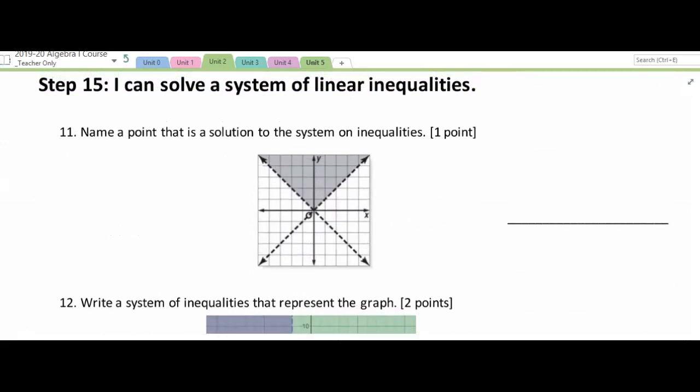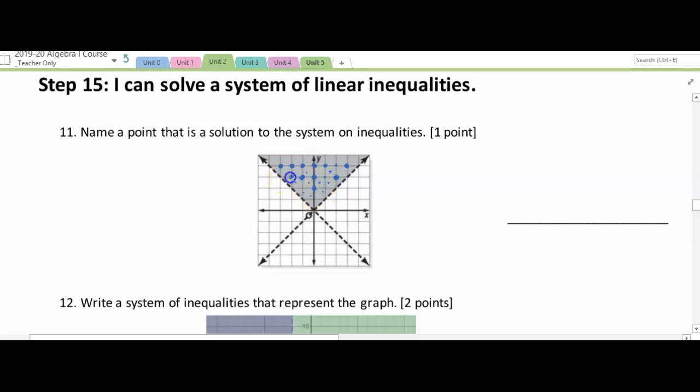Inequalities are just like when we solve a system of equalities, except now we're going to have shading, if you recall from the Unit 2 Part 1 video. Any point in this dark shaded region is going to be a solution to this system. So there's many points I could pick. I could pick any of these points, but I could also pick points that aren't on the grid. It really doesn't matter. Any point in the shaded region.